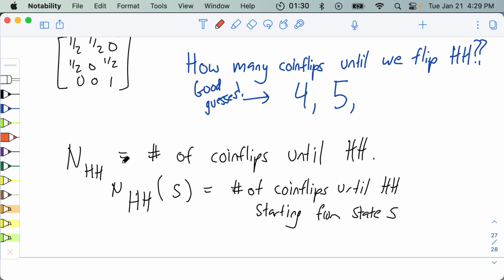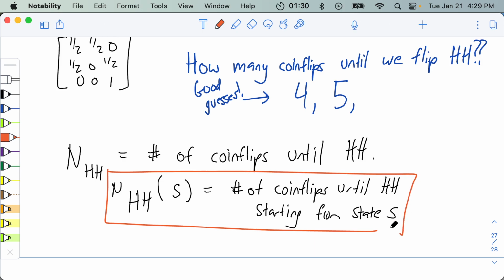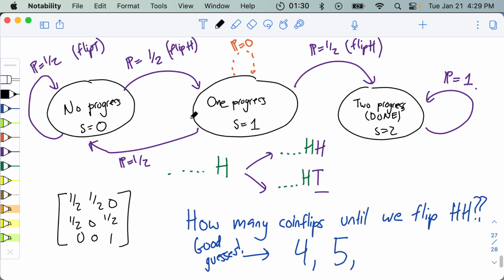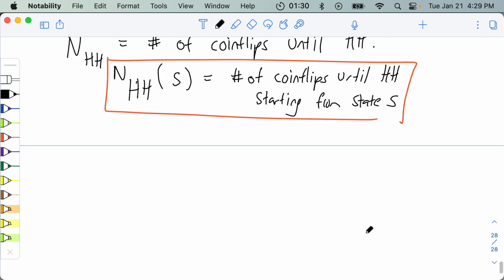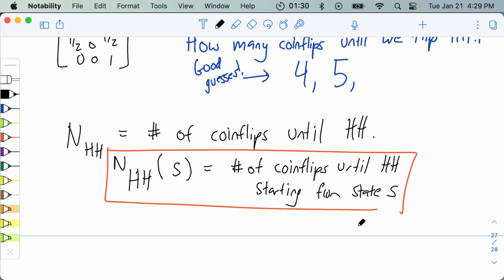So you look at the Markov chain that we just did. Let me fix this N, it's looking a little weird. Depending on where you start, there's a different number of coin flips until heads heads first appears. So depending on if you have 0 progress, 1 progress, or 2 progress, let's figure out that whole thing. And the reason it's nice to do this generalized thing is it's going to depend on itself.